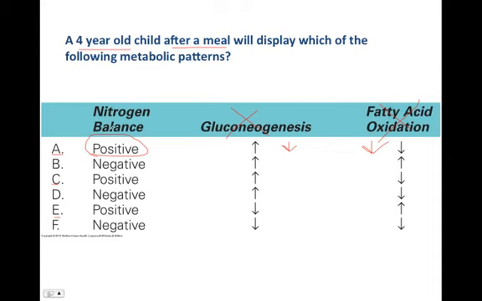So again, this table does not actually have the appropriate answer, which is taken from your book from another question. But in the case of a 4-year-old child after a meal, you would expect a positive nitrogen balance, no or little gluconeogenesis to be occurring, and no or little fatty acid oxidation. You should look at the end of your textbook, as there's several questions that focus on this table and relating flux through each of these pathways as it relates to nitrogen balance.